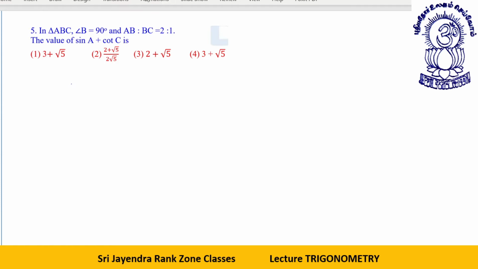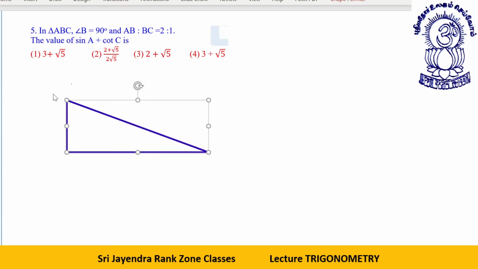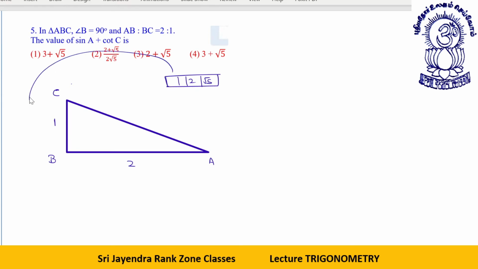Look, dear students, let me draw the diagram. Angle B is equal to 90. AB is to BC, like this. Let's say AB is to BC is 2 is to 1. This is AB, this is BC. Just now you studied a Pythagoras triplet, that is 1, 2, and root 5. This thing is 1, this thing is 2. So hypotenuse will be nothing but root 5.